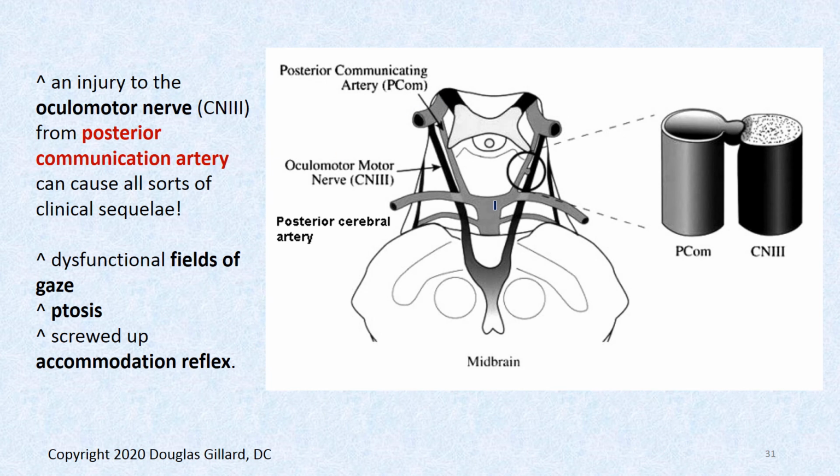And here's the posterior communicating branch. It shows an aneurysm, a berry aneurysm right here. It hasn't ruptured, but see how it pushes into the nerve here? There's cranial nerve 3 that runs right adjacent to it. So you get problems with accommodation reflex, the fields of gaze, and the pupillary light reflex all get messed up because of that.